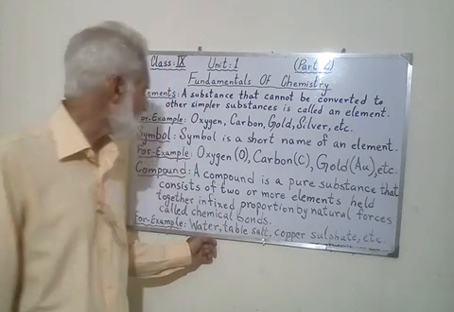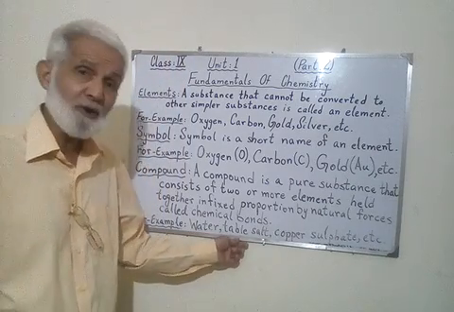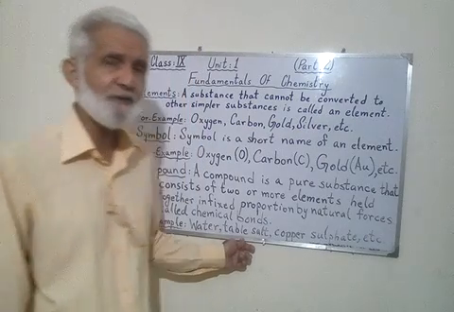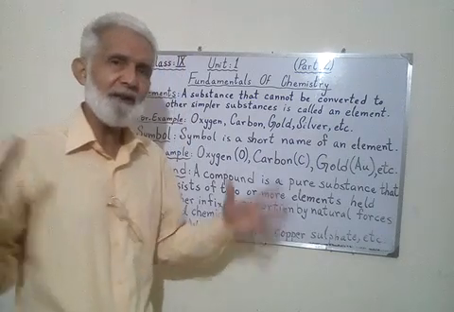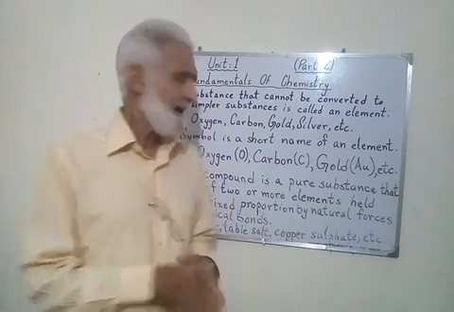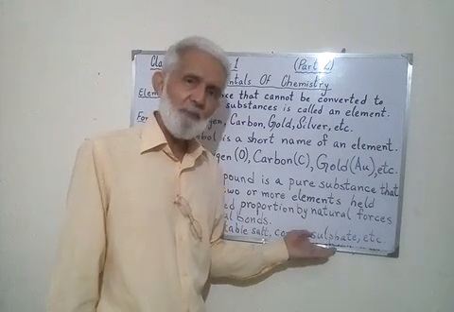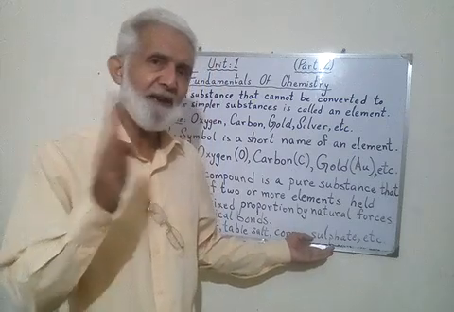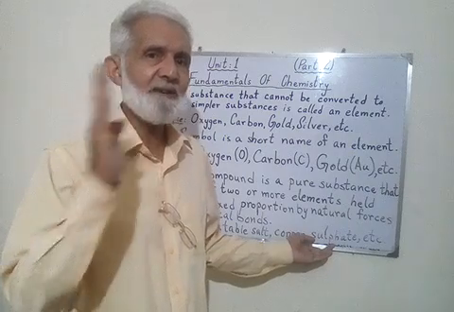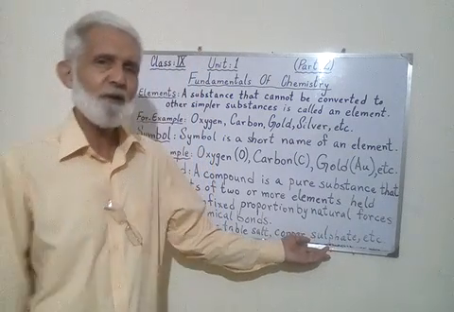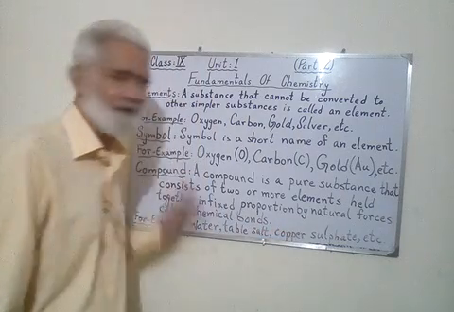For example, water is a compound, with hydrogen and oxygen. Then table salt has sodium and chlorine, NaCl, also called sodium chloride. Sodium and chlorine combine in fixed proportion and we get a compound called table salt. Then copper sulfate: copper and sulfate. Sulfate is sulfur and oxygen, SO4, one sulfur and 4 oxygen. They combine with 1 copper and form copper sulfate, which is a compound.